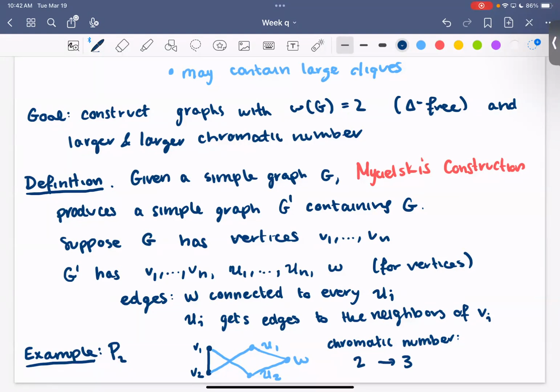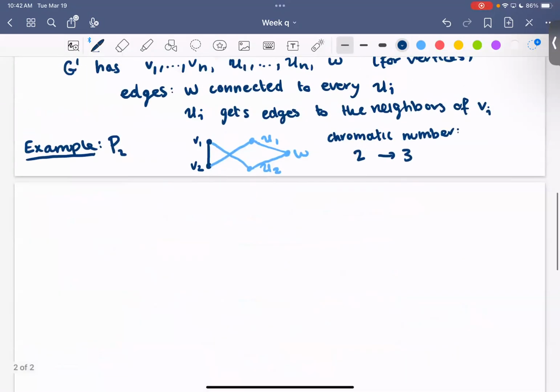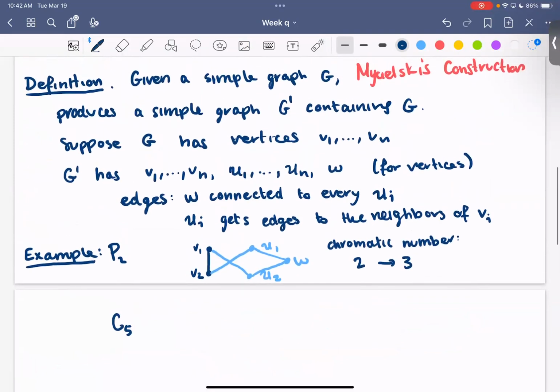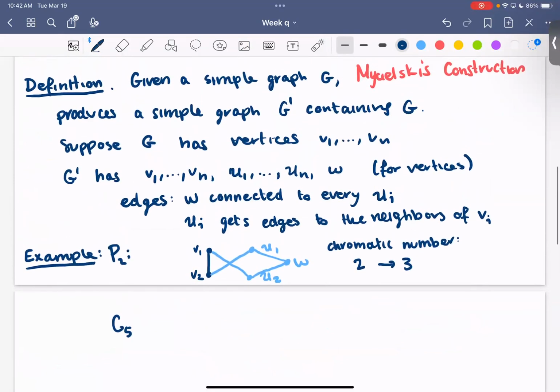Next, let's do one more example. I'm going to ask you all to do C5 as an example and draw the Mycielski construction for C5. And also think about what the new chromatic number is.